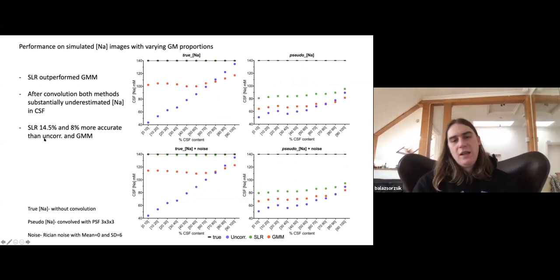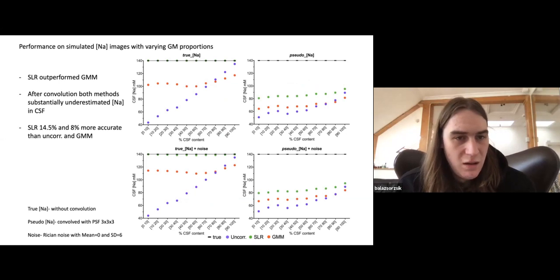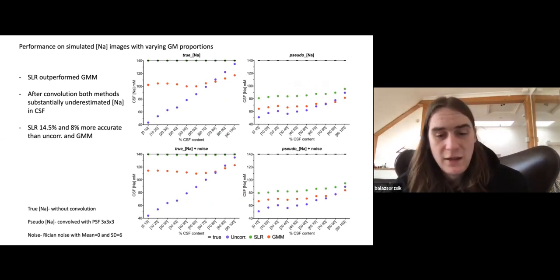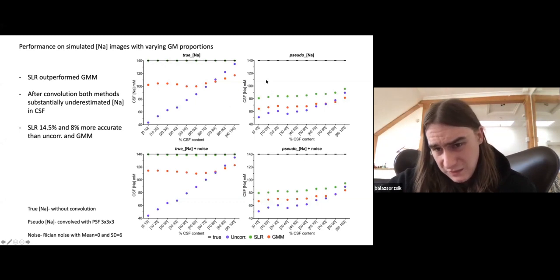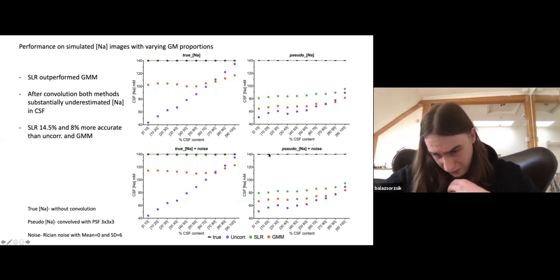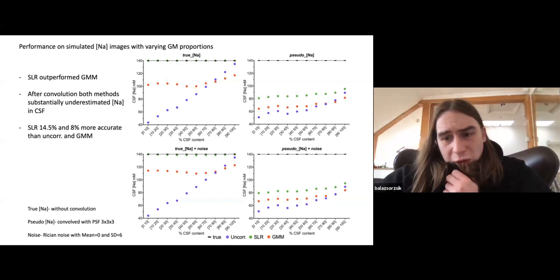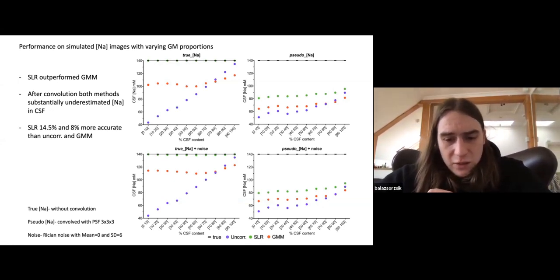So with the CSF, in general, the SLR algorithm outperformed GMM. Once we convolve the images, we see that both algorithms get very far from the ground truth. So once there is convolution, it's quite difficult to recover the signal. Also, for the GMM, it wasn't well.